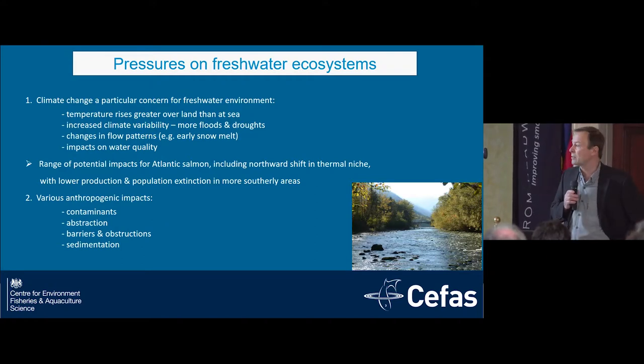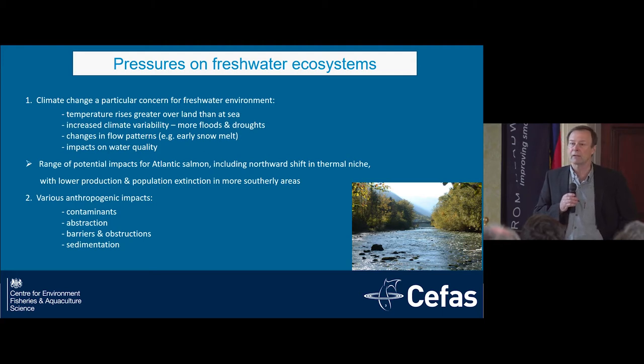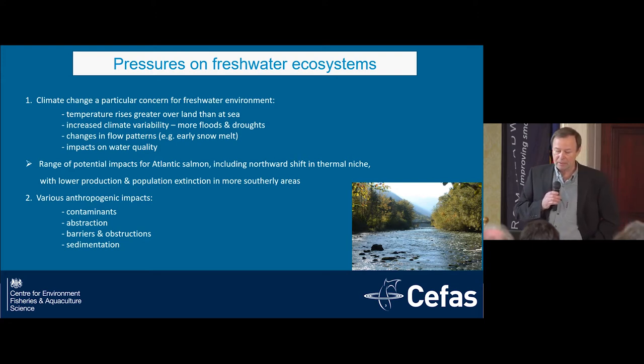Now, the pressures on freshwater ecosystems are many and varied. I think climate change is a particular concern for the freshwater environment. As you know, temperature rises are greater over land than at sea, so the temperature differences are quite extreme in some of our rivers. We have increased climate variability. We are finding that there are more floods and droughts in our rivers and streams recently. There are also changes in flow patterns, and in the northern latitudes this is principally due to early snow melt. All of these have an impact on the general water quality that the juvenile salmon have to experience in the freshwater environment.